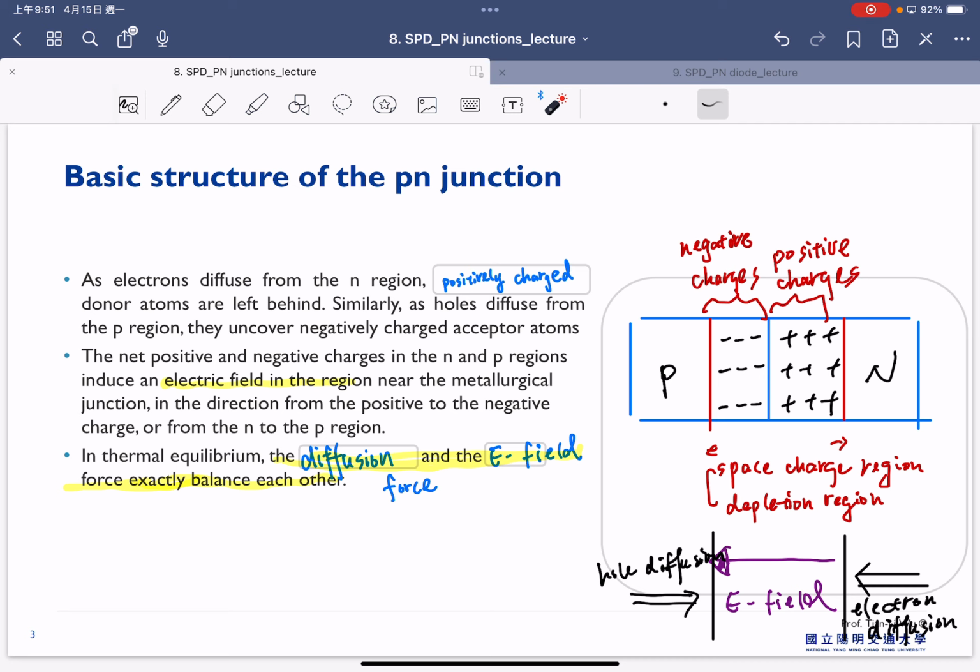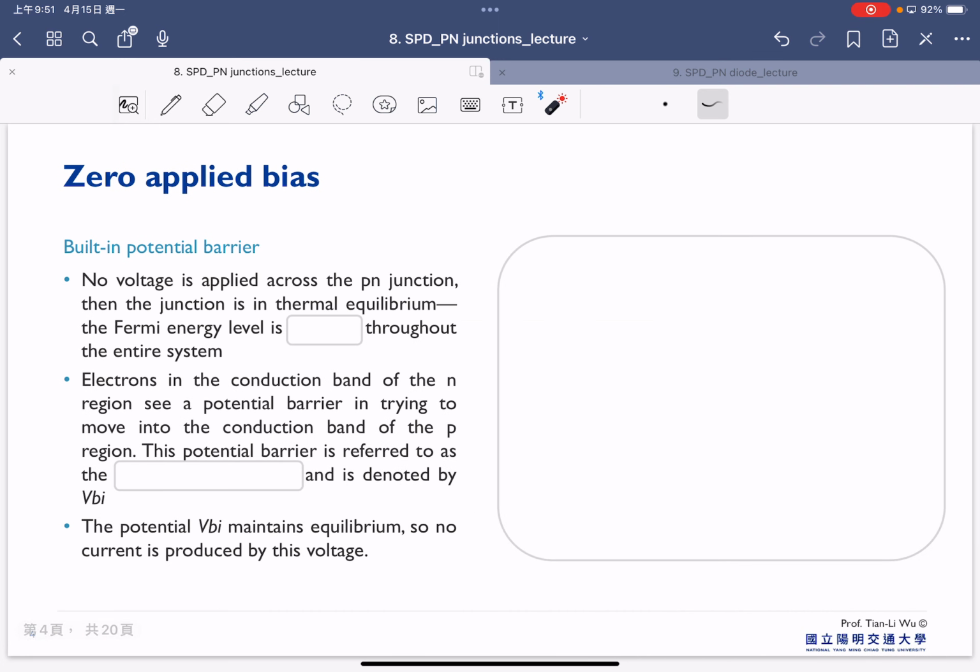Of course, to further understand the mechanism inside, we won't only use this simple schematic. We definitely need to use a band diagram to help us. So next, we bring in the band diagram concept to help us understand why the holes and electrons will be stopped due to this internal induced electric field. In this first case, we discuss zero applied bias.